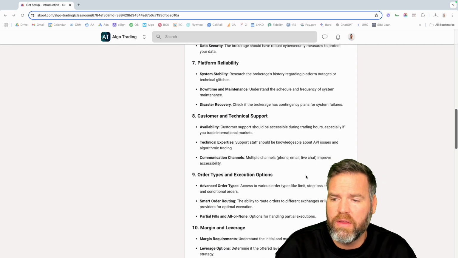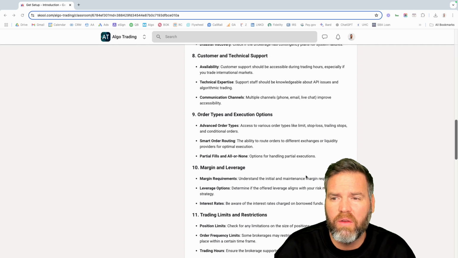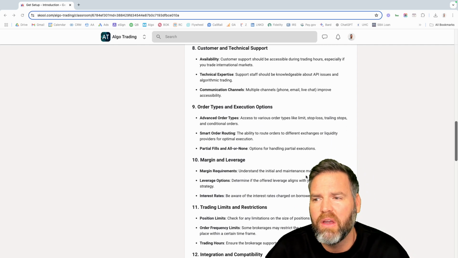Number 9 is making sure that your brokerage has all of the order types and execution types.